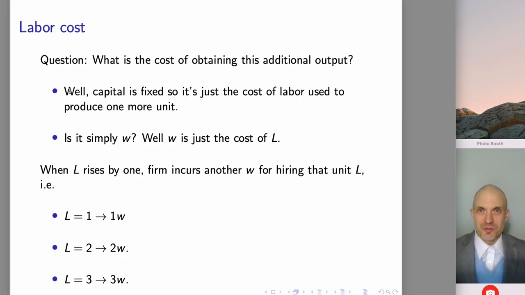If we assume capital is fixed, as we are here in the short run, then the cost of obtaining the additional output is going to be the cost necessary to hire that labor to produce that output. So I asked the question, is it simply wage? Is it simply W? Well, wage is the cost of one unit of labor. When L rises by 1, the firm is going to incur that wage for each additional unit of L that it hires. So if I set L at 1, I'm going to pay the wage once. If I use 2 units of labor, I'm going to pay the wage 2 times. If I hire 3 units of labor, I'm going to pay the wage 3 times.